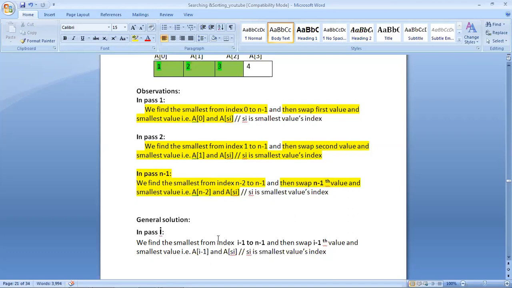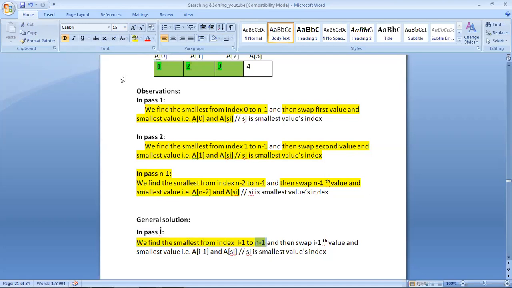So the generalized solution for any pass is: in pass I, I can be 1, I can be 2, up to n minus 1. In any pass, I is the pass number. We find the smallest value from index I minus 1 to n minus 1. See here, when the pass number is 1, we find the smallest value from index 0 to n minus 1. In pass 2, we find it from index 1 to n minus 1. So which one is fixed? The ending part is fixed. That means the ending index is fixed, that is n minus 1.